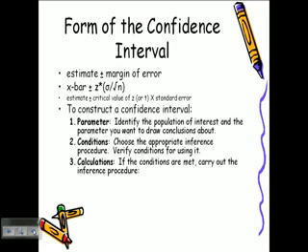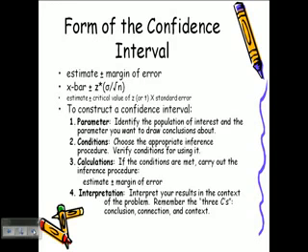The third step in constructing a confidence interval involves you actually calculating something. If the conditions that we checked in step 2 are met, you may carry out the inference procedure. In this chapter, that means we are going to take the estimate plus or minus the margin of error. We will add in the calculation portion of this process in our next lesson.